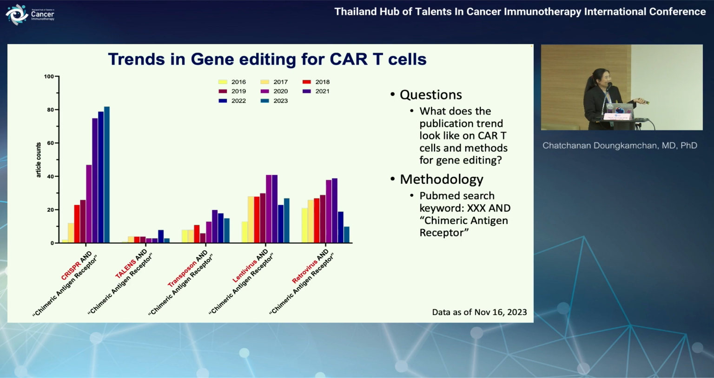So I asked a very simple question: what do the trends look like for gene editing methods and CAR T? So the methodology is to go to PubMed and use the keywords, something and chimeric antigen receptor, and the y-axis is the article counts. The first one is CRISPR and chimeric antigen receptor, MeSH terms. And as you can see, that is really trending up for CRISPR.